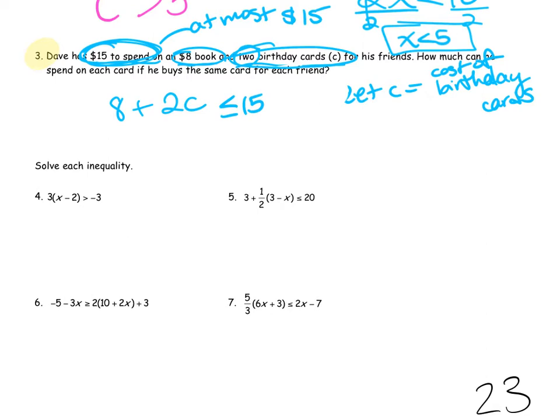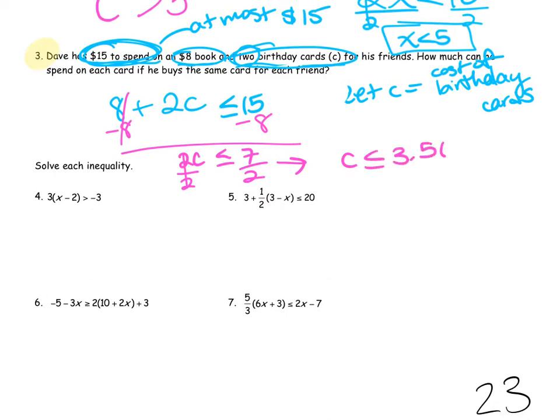So now we just have to solve for C. I'm going to bring 8 over to both sides. I'm using the subtraction property of equality. I have 2C is now less than or equal to 7. Using the division property of equality, we're dividing by 2 on both sides. And if you just put that in your calculator, 7 over 2 is the same thing as $3.50. So he can spend $3.50 per card.